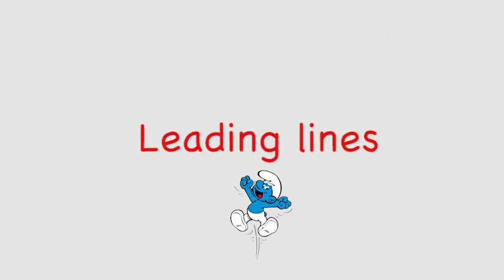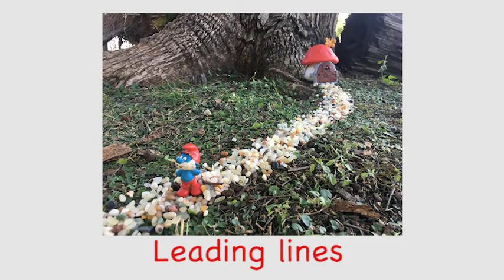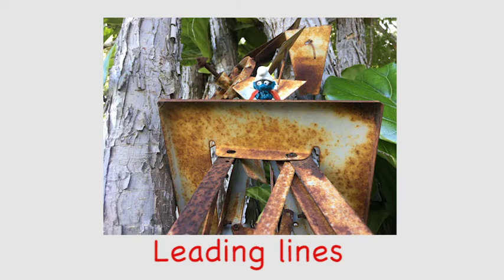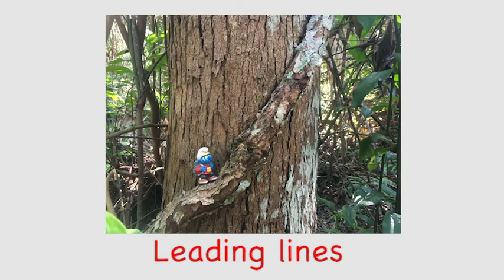Leading lines. Leading lines help lead the viewer through the image and focus attention on important elements. Anything from paths, walls, or patterns can be used as leading lines. This rusted old windmill leaning against a tree leads the eye to the superhero Smurf hiding at the top. Likewise, this vine wrapped around the tree shows the direction of Backpacker Smurf.